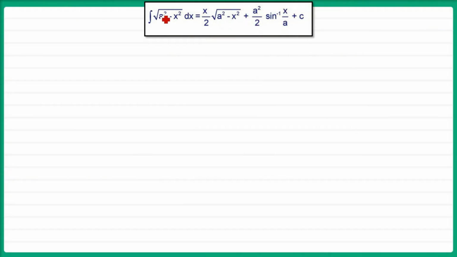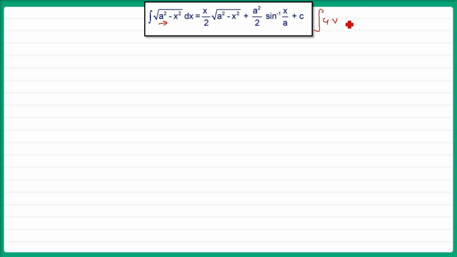The integral of under root a square minus x square, the direct result after integrating this is x by 2 under root a square minus x square plus a square by 2 sin inverse x by a plus c. Now the result is okay, but how actually have we got to this result?